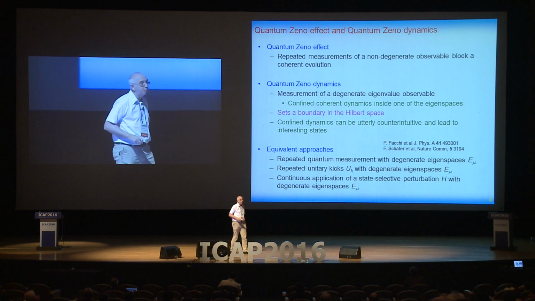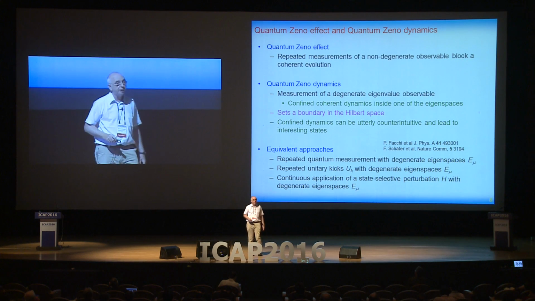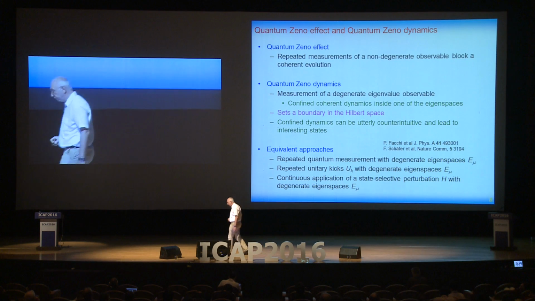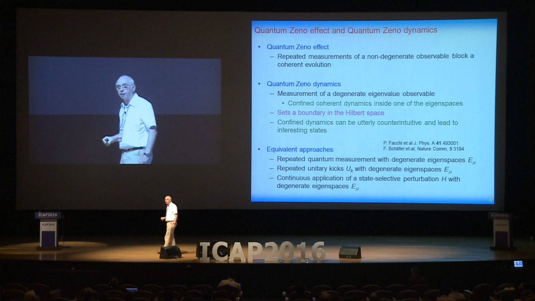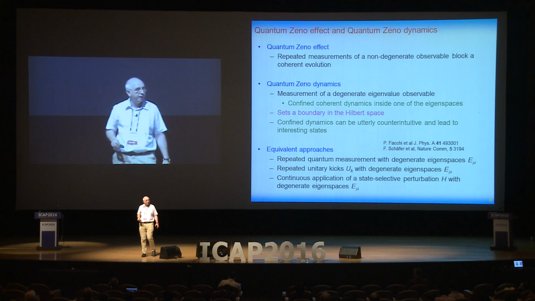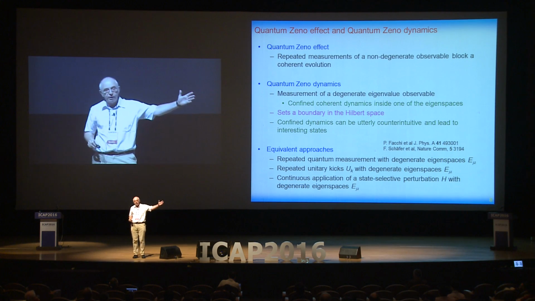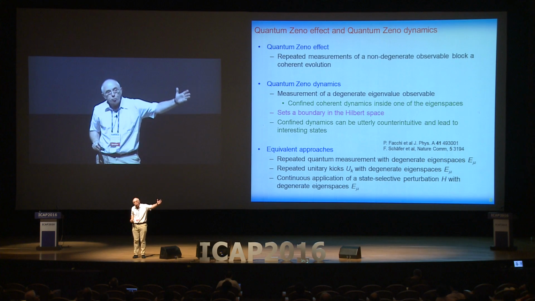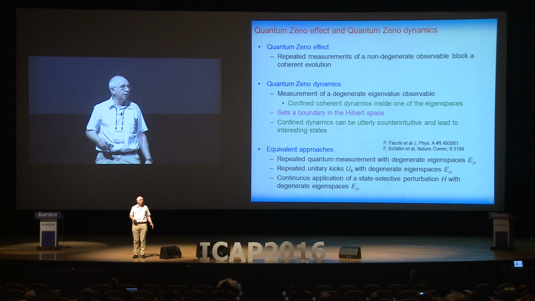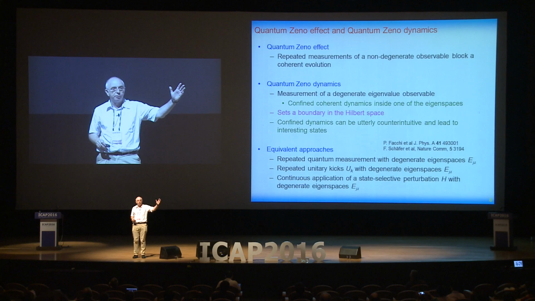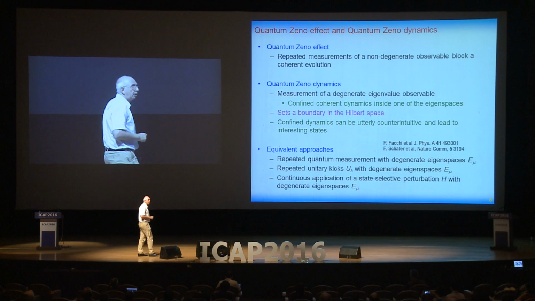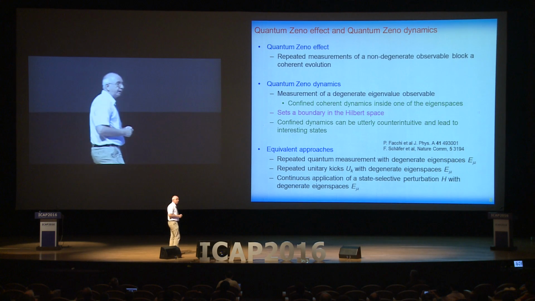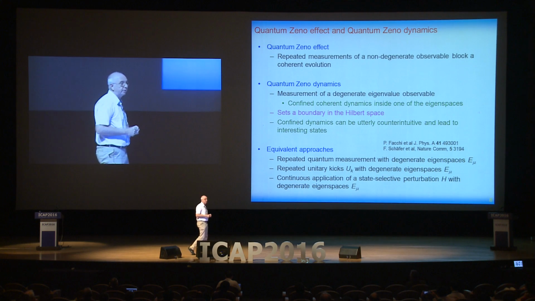Jakob gave a very beautiful introduction to that on Tuesday, so I can go very fast on that. It's a generalization of the quantum Zeno effect. You all know, of course, the quantum Zeno effect. You have a system in an initial state, and it should have a coherent evolution, but we block the evolution by very rapidly, very frequently measuring an observable of which the initial state is a non-degenerate eigenstate.